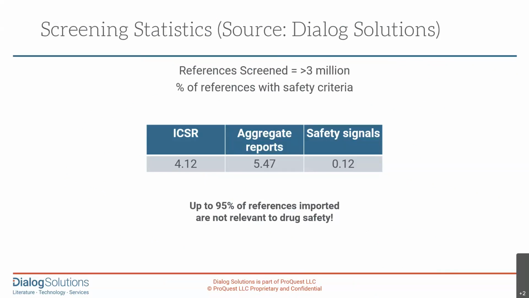Around 5.5% are valid for aggregate reports, and less than 1% goes on to be evaluated as a possible safety signal. So the great news for patient safety is that up to 95% of these references that we've spent so much time getting right and receiving aren't relevant. So wouldn't it be nice if we could use a software solution to get through that bulk of references quickly, efficiently, and therefore save time and attract no inspection findings?